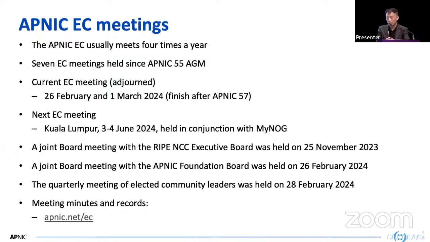A joint board meeting with the RIPE NCC Executive Board was held on 25th of November 2023 in Rome. A joint board member meeting with the APNIC Foundation Board was held on 26th of February this year. Our quarterly meeting of the elected community leaders was held on 28th of February. That just happened. You can find the meeting minutes and records at apnic.net/EC.